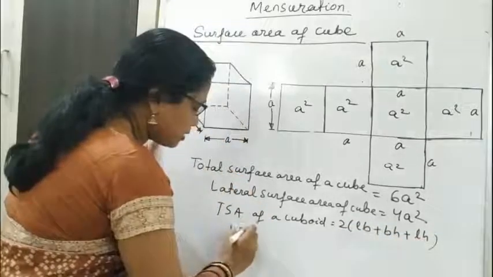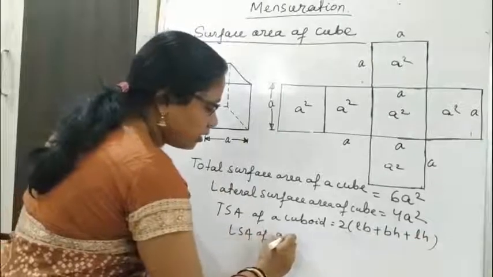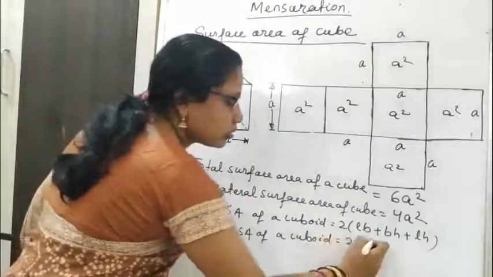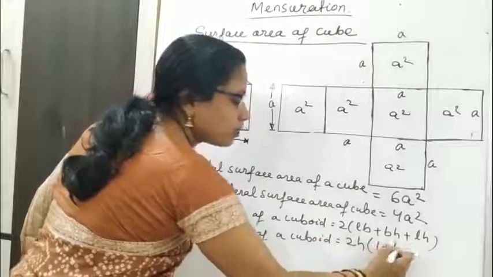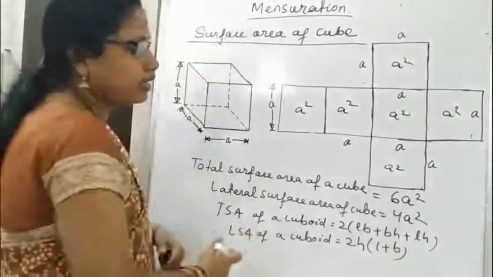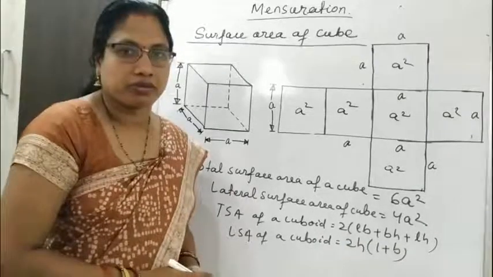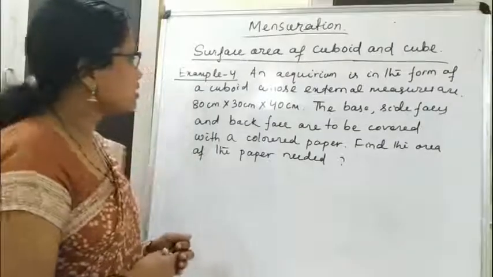And the lateral surface area of a cuboid is equal to 2 into height into length plus breadth. So by using this formula, let us solve some problems. Let us solve this example.